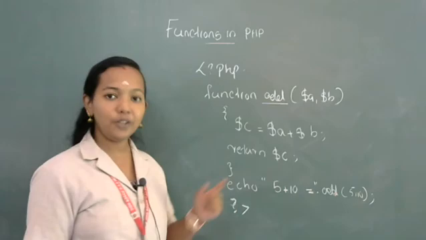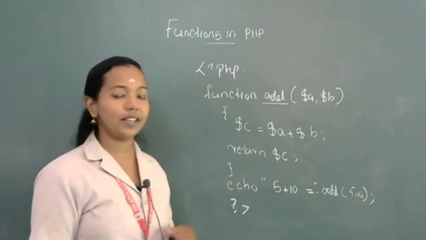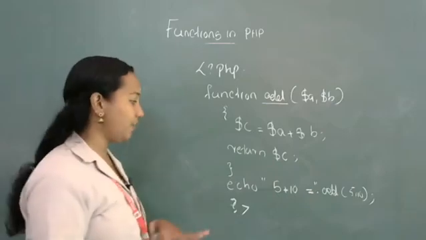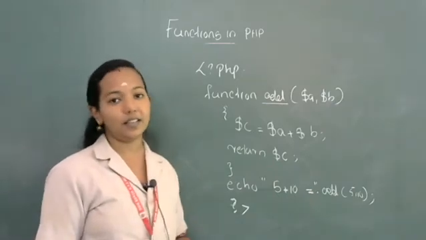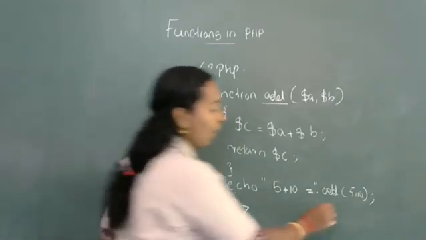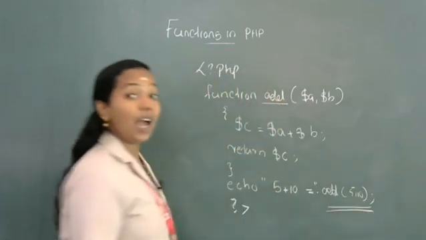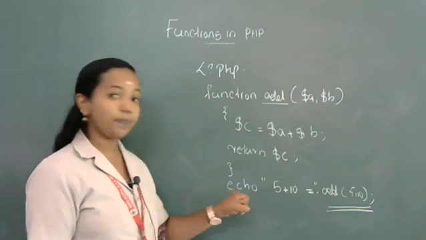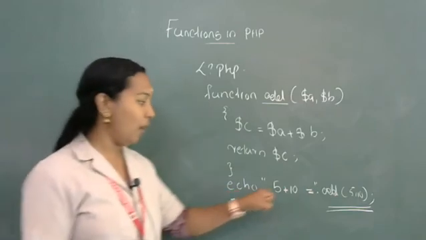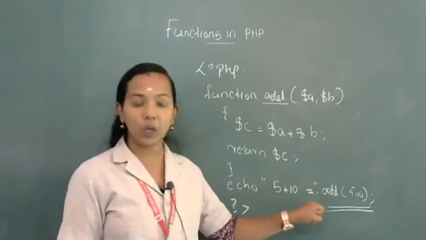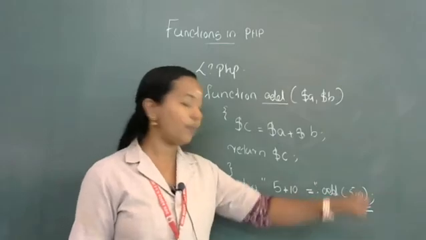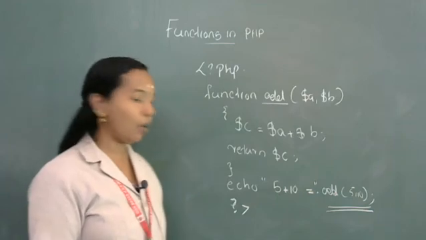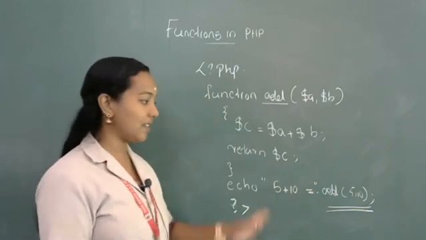Then after that you want to return the result, return $c. Close the bracket. Then after that we are printing the result. So here we are calling the function add with values 5 and 10. Echo: you want to print "5 plus 10 is equal to", add of 5 comma 10. So instead of add of 5 comma 10, we will get the answer.